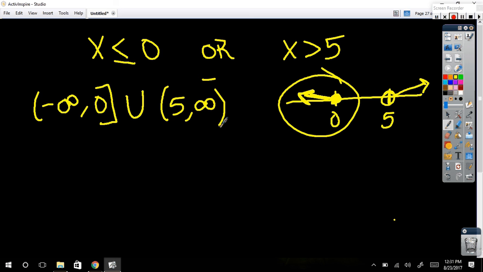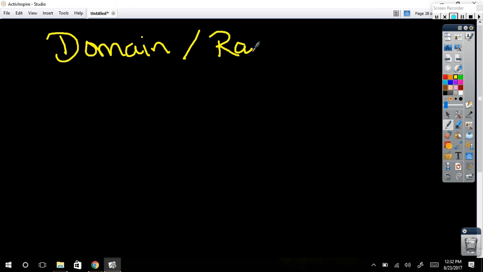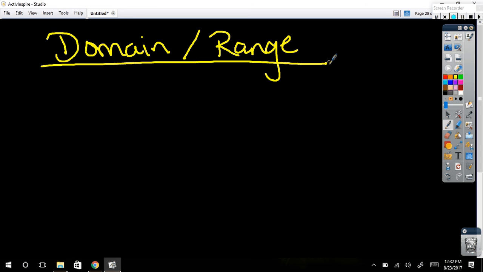All right. So let's talk about domain and range, because we're going to write our domain and range in interval notation. How many of you have heard of domain or range before? A few of you? It's like an area. Kind of. It describes what values the variables can take on.